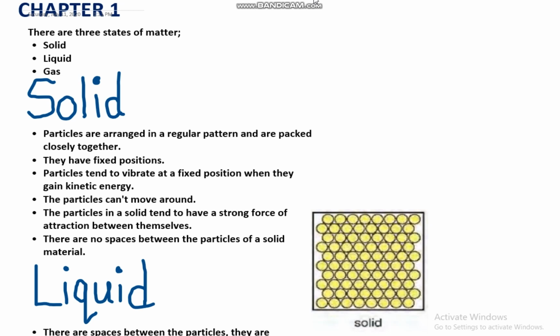Guys, today we'll start with our chemistry course, unit 1 and chapter 1, which talks about states of matter. This course will consist of IGCSE chemistry 9 to 1, and we'll cover the whole book, and we'll cover GCSE also. So we'll start off. There are three states of matter: solid, liquid, and gas.